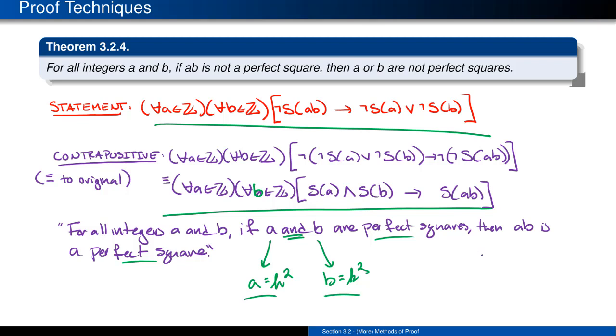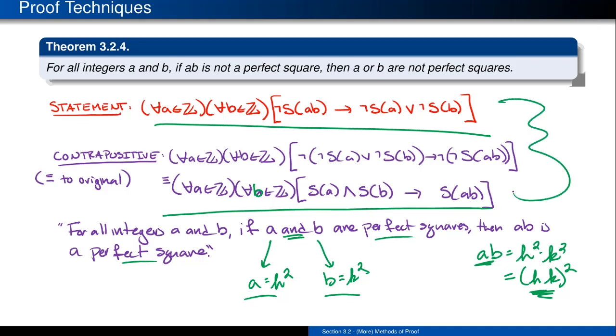But in this case, you can see that when I multiply these things together, a times b, I'm just going to get an h squared multiplied by a k squared, and if I bring out that square, this is just going to be viewed as h times k quantity squared. And hey, now it looks like a times b is some random number squared. In that case, that's going to tell me that a times b is a perfect square. And that's it. That's the whole proof. The guts of what makes this all work is converting that initial statement into the contrapositive, doing this De Morgan's, doing this cleanup.